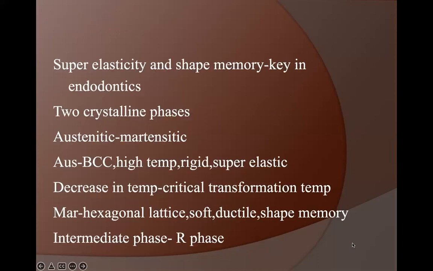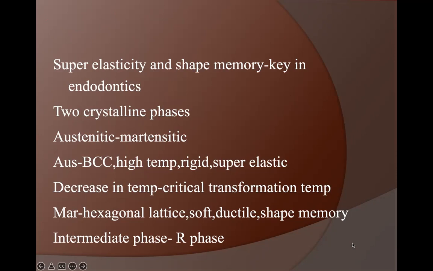So as I told, the property super elasticity and shape memory is the key in endodontics. It is possible because of two crystalline phases. The nickel titanium alloy exists in two phases, which are called austenitic and martensitic phase. The austenitic phase is a body-centered cubic lattice shape, and it is stable in high temperature, and the properties are it is rigid, it is super elastic.